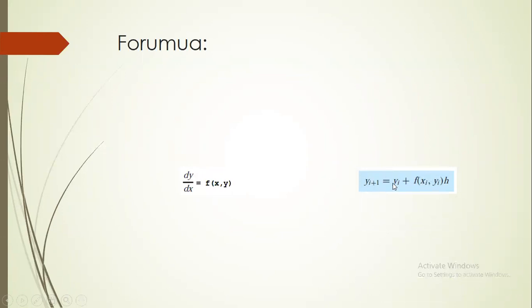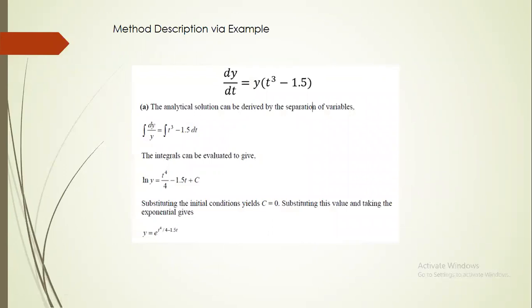Next, this is the formula for Euler's method. You will remember this formula, and when I ask you to implement Euler's method, you will substitute the inputs in this formula. We have already learned numerical differentiation, so we have derived this formula from the forward numerical differentiation. You can see we can replace dy by dx by y i plus 1 minus y i divided by h, and then by cross multiplication we can obtain y i plus 1.